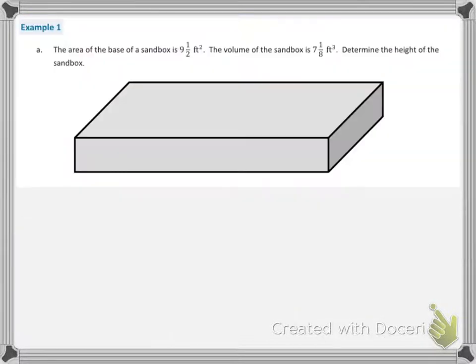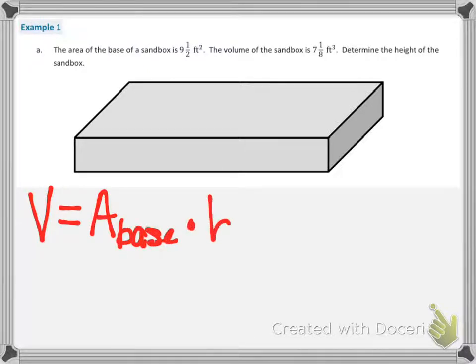Let's get started. All right, example 1 is kind of a throwback to last lesson, where we just have to find the volume of the rectangular prism. And I talked to you last lesson about using the formula, or the equation, volume equals the area of the base times the height. And in this case, they gave us the area of the base.